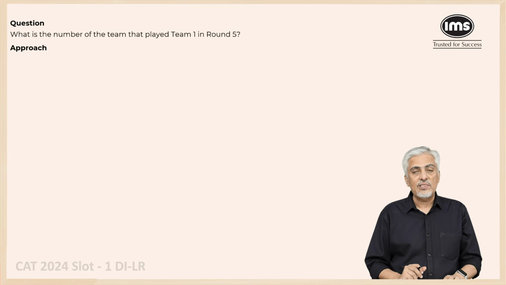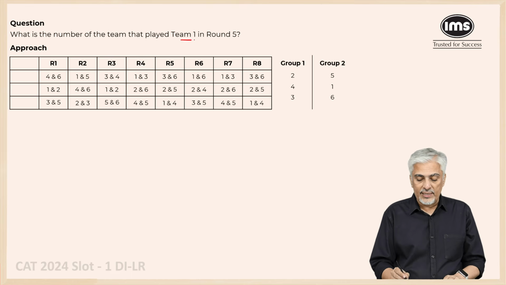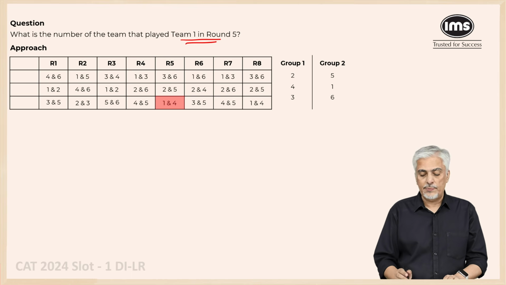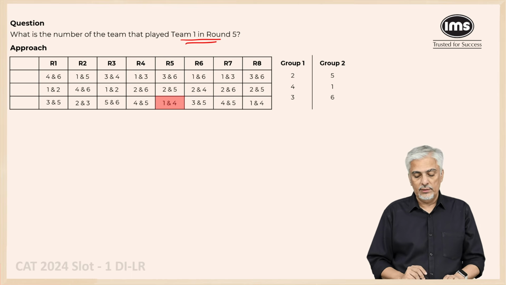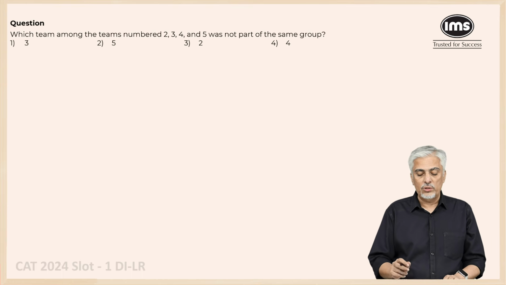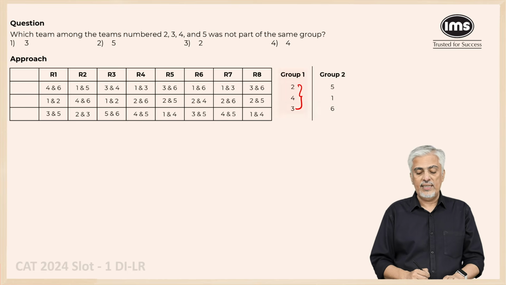What is the number of the team that played team 1 in round 5? So in round 5, team 1 is playing 4. So 1 and 4 over here. This we had got right at the start. Next one, which team among the numbers 2, 3, 4, 5 is not part of the same group? So 2, 3 and 4 are the same group. 5 is not there. Hence the answer will be 5.